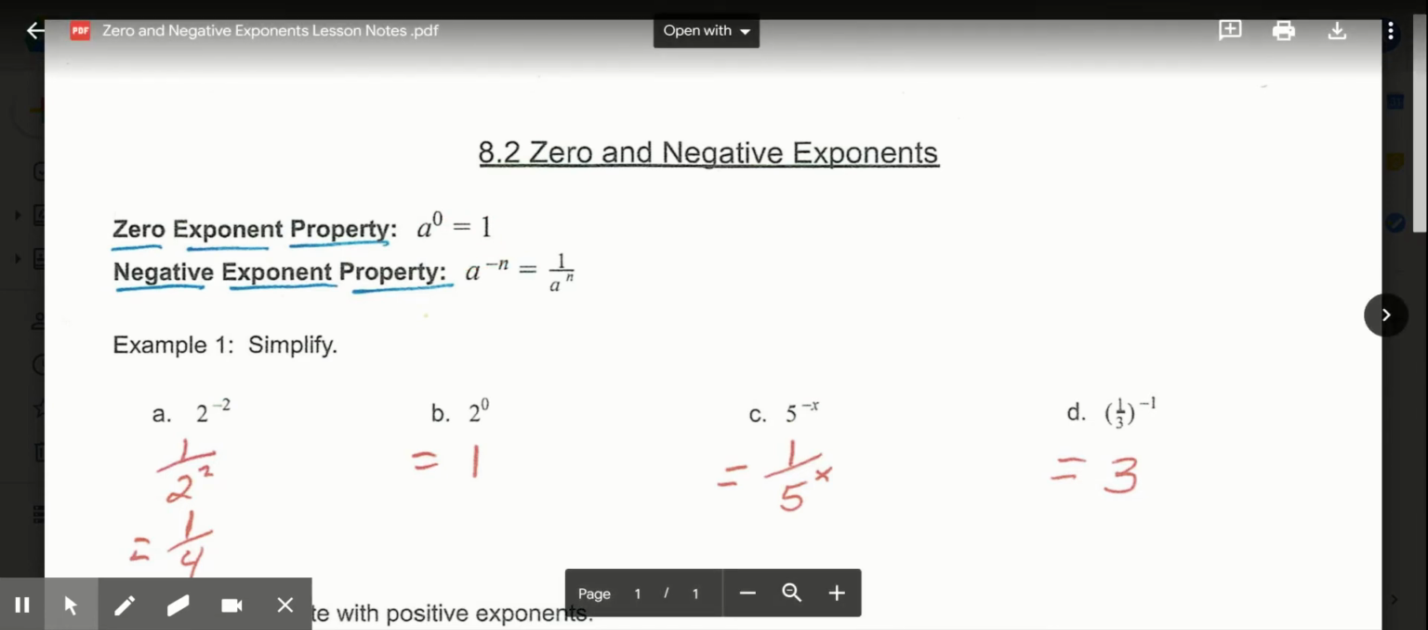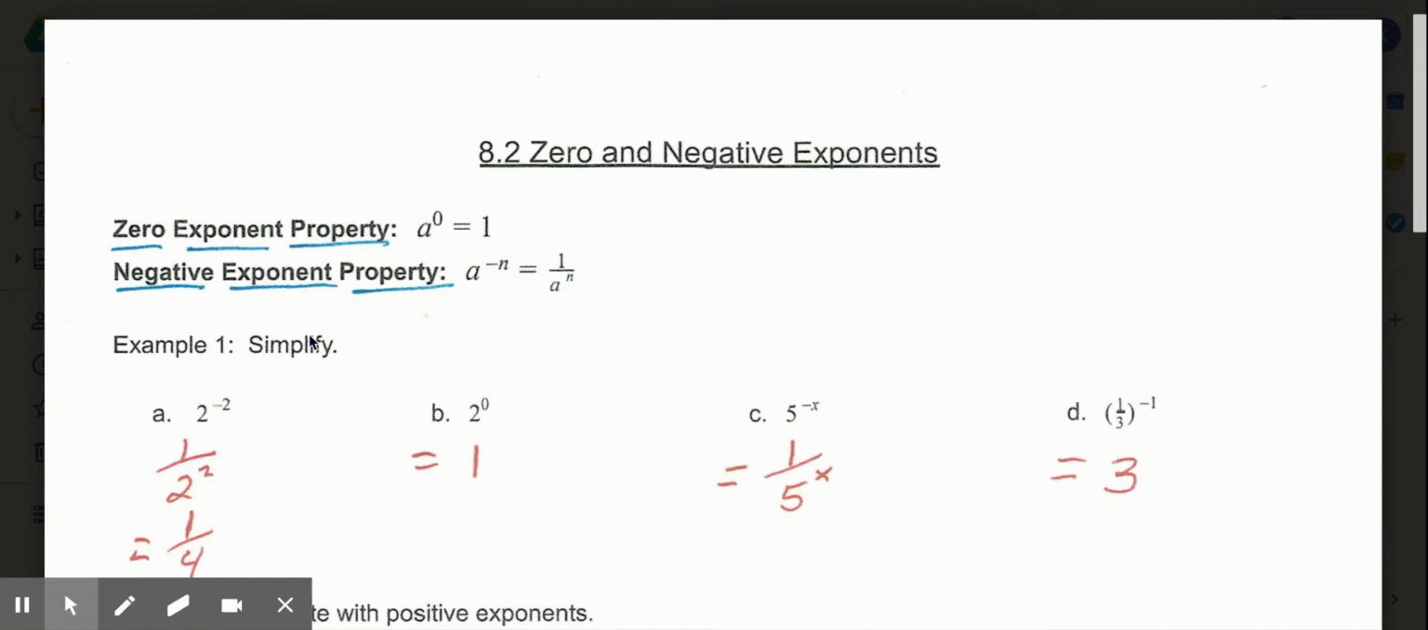The negative exponent property states any base number to a negative power or a negative exponent is rewritten as 1 over that number to the positive exponent. So in other words, we move it to the bottom of a fraction and we get rid of the negative by the exponent. It always goes below the number 1.